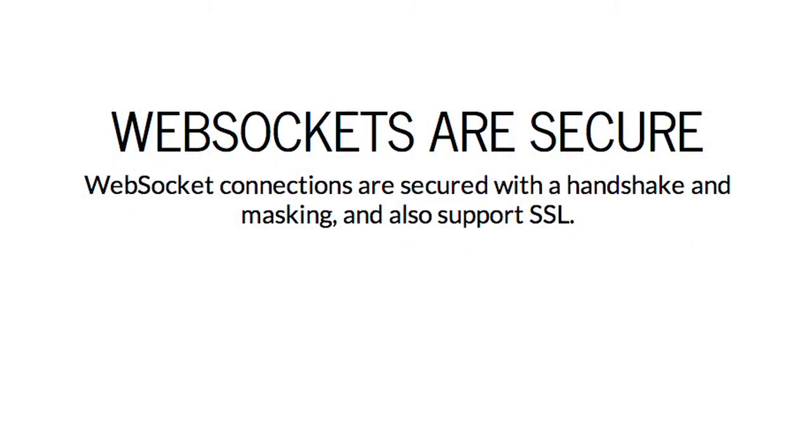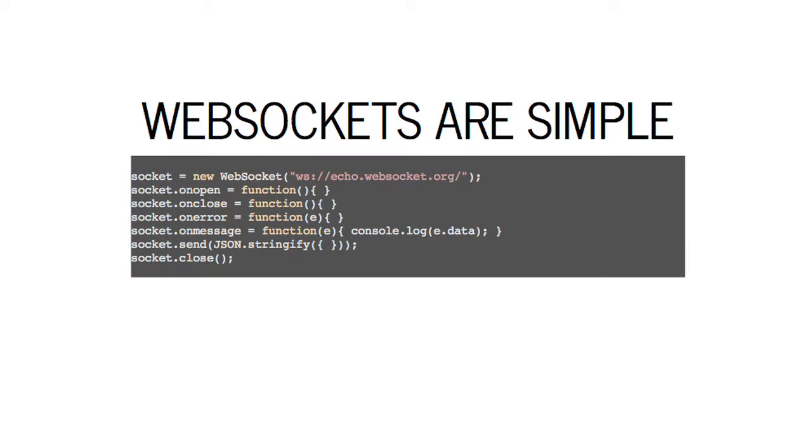They're secure. They have a secure handshake and masking when you first make your connection. You can also use an SSL connection. You'll usually terminate that at some endpoint before sending it off to your application servers to keep them lightweight. They're super simple. To create a new WebSocket, you create a new WebSocket. The other methods you have are socket onopen, onclose, onerror, onmessage, send and close, and that's it. That's the JavaScript API for dealing with WebSockets. It's super simple.